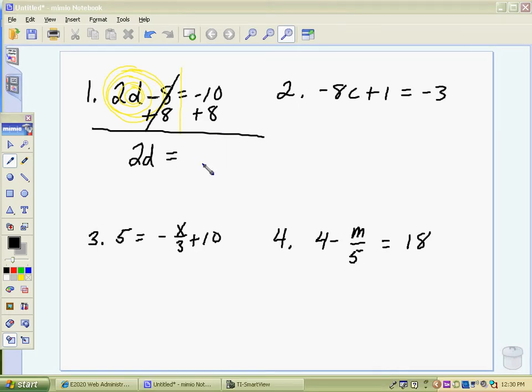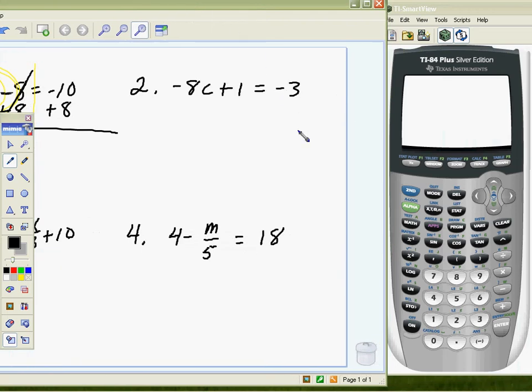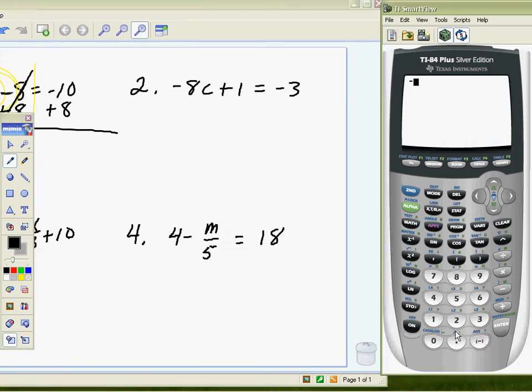Now I'll go ahead and use a calculator if I'm doing any kind of calculation involving positive and negative numbers. Operations with positive and negative numbers will be in a different podcast. So I have negative 10 plus 8, which gives me negative 2.